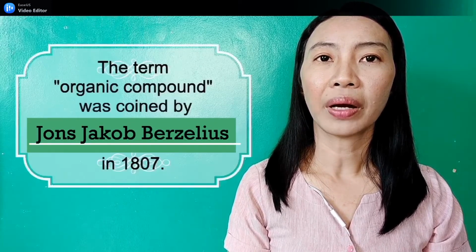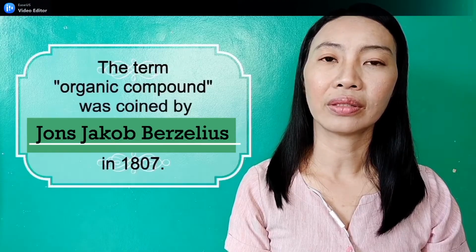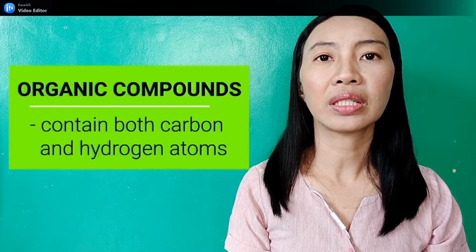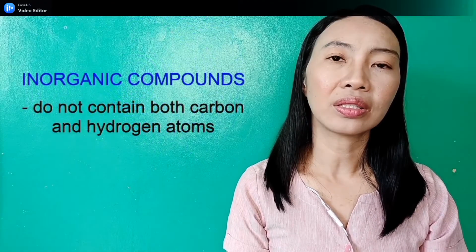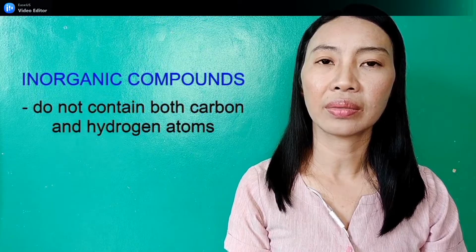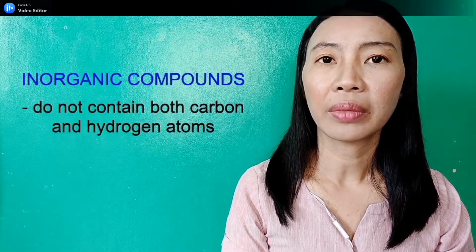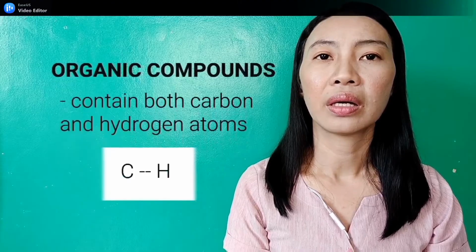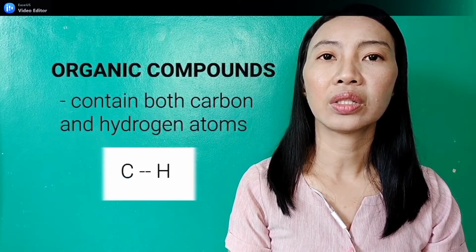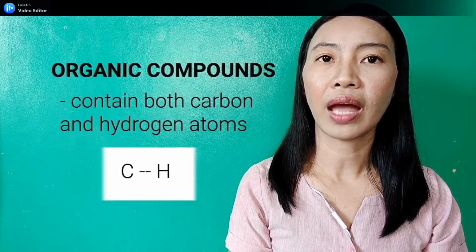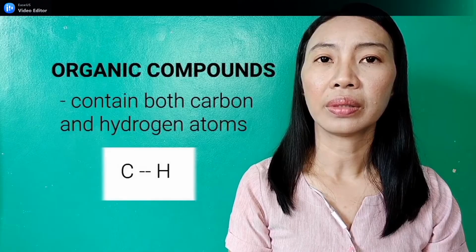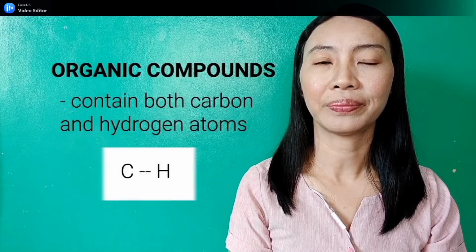And the term organic compound was coined by Berzelius in 1807. Just remember, organic compounds are chemical compounds that contain carbon and hydrogen atoms. On the flip side, inorganic compounds do not contain both carbon and hydrogen atoms in them. So if you look at a chemical formula of an organic compound, the formula will have a C and it will also have an H. It doesn't mean that it is only limited to two types of atoms, but they have to have at least carbon and hydrogen in the formula.